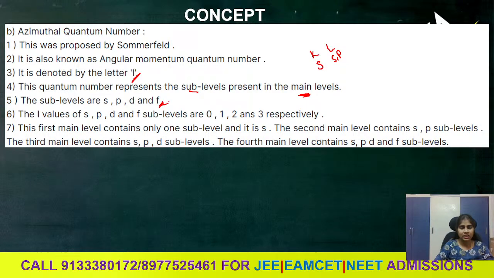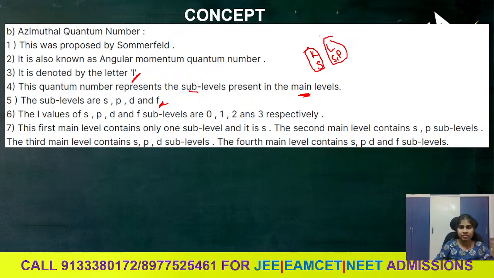These are our subshells, and the l values of subshells start from 0, 1, 2, 3, whereas the n values start from 1, 2, 3. The first main level contains only one sublevel, s. This is the K shell, which has only s. The second main level, L, contains s and p sublevels.